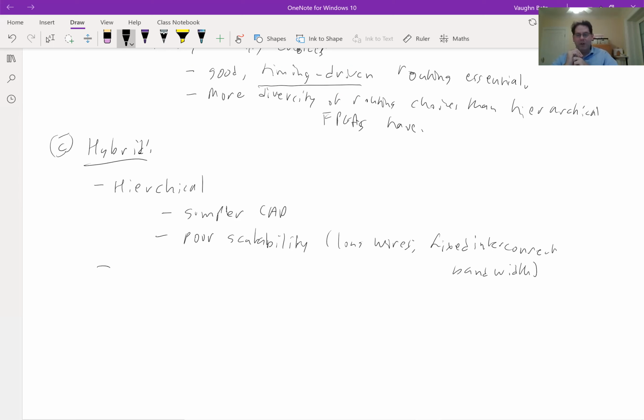We could do hierarchical for little bits of the chip, kind of local regions, and then use island style routing to combine those little hierarchical FPGAs. And based on the advantages and disadvantages of hierarchical, that makes a lot more sense to do the latter, right? So we're going to use hierarchical.